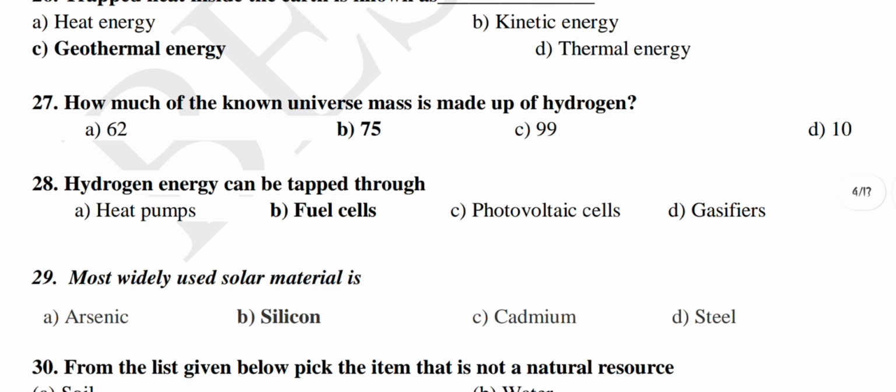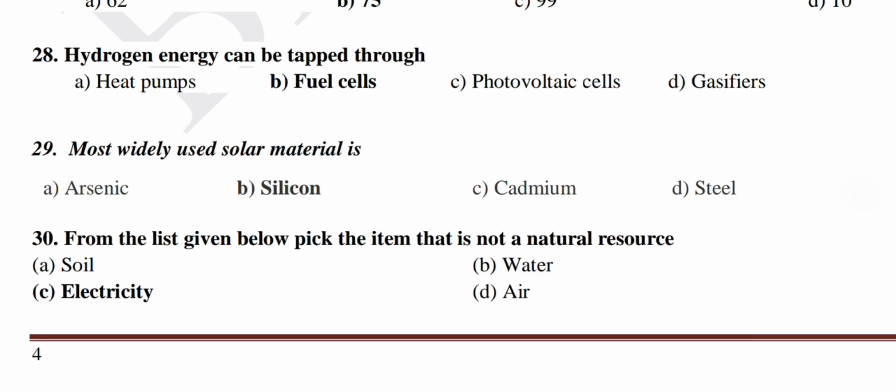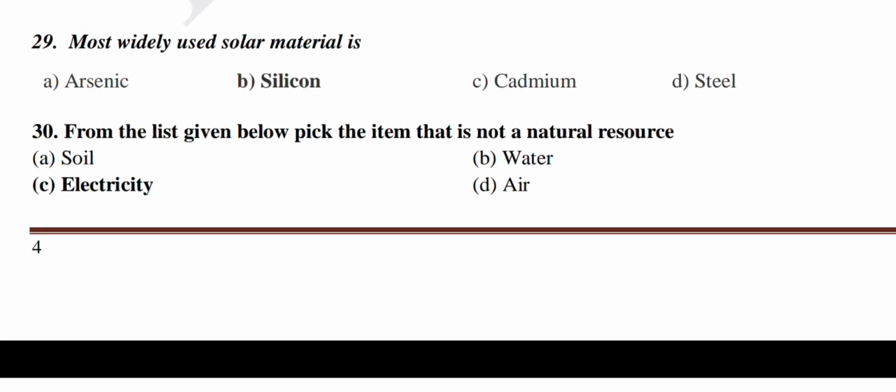28. Hydrogen energy can be tapped through fuel cells. 29. The most widely used solar material is silicon. From the list given below, pick the item that is not a natural resource.